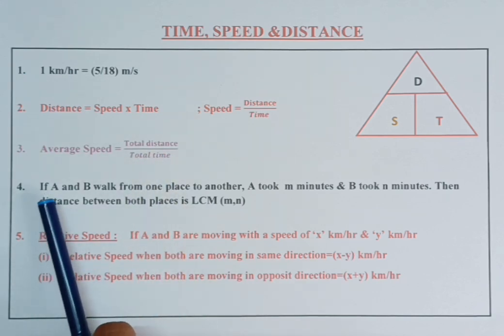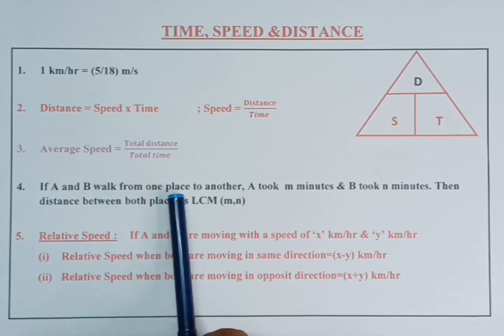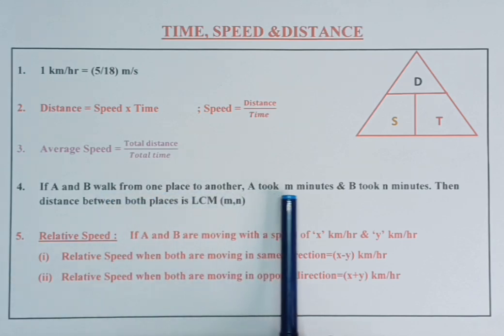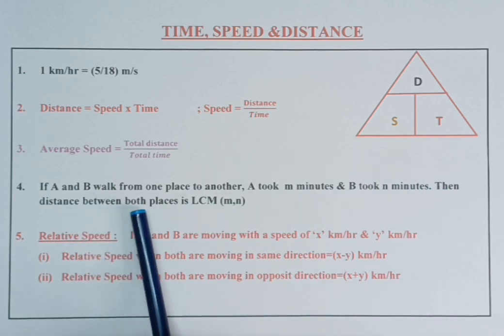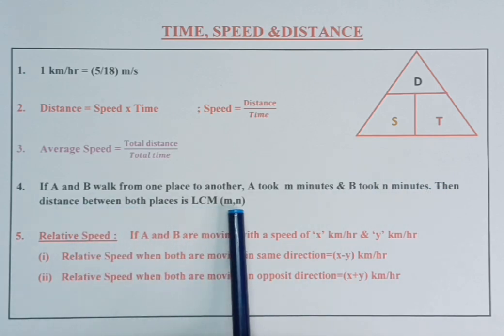Now let's discuss a case. If A and B walk from one place to another place and A took m minutes and B took n minutes, then the distance between both places is given by LCM of m and n.